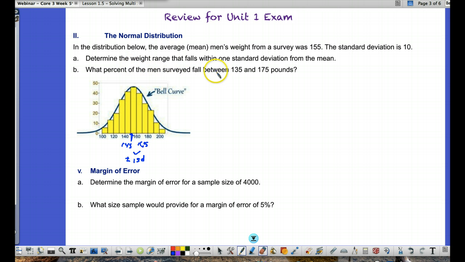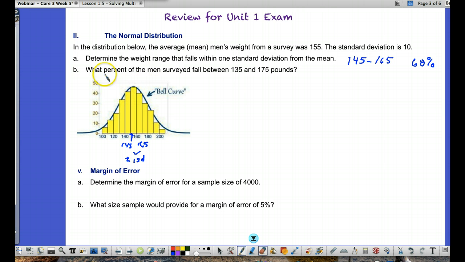Determine the weight range that falls within one standard deviation from the mean. Well, I just found it, right? The weight range goes from 145 to 165. That is within one standard deviation of the mean. And just to review, that represents 68% of all the scores. So 68% of these weights is going to fall between 145 and 165.